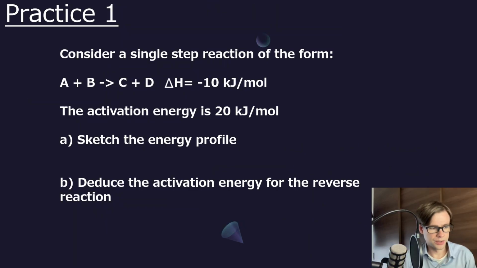So practice 1, consider a single step reaction of the form A plus B goes to C plus D. Delta H equals minus 10 kilojoule per mole. So it's exothermic. The activation energy is 20 kilojoules per mole. Another important point is that activation energy will always be positive. It's always a positive amount of energy required. So A, sketch the energy profile. We can try to do that.